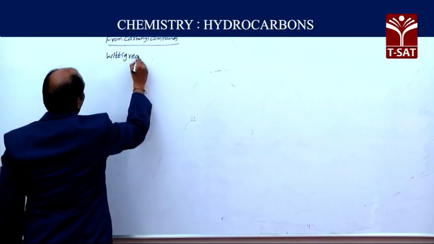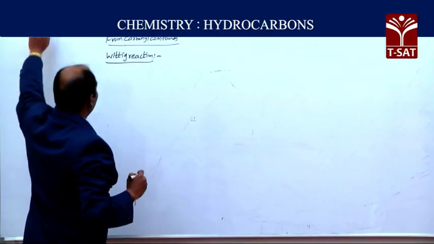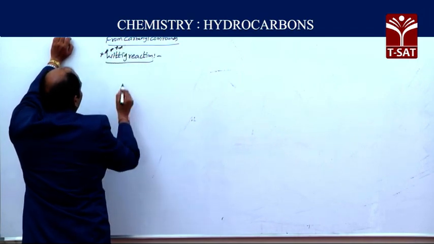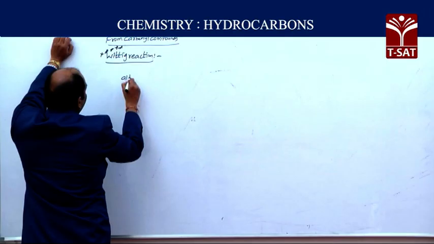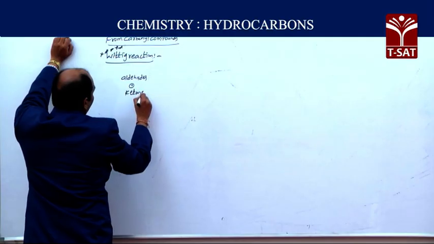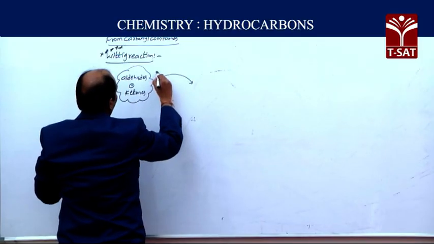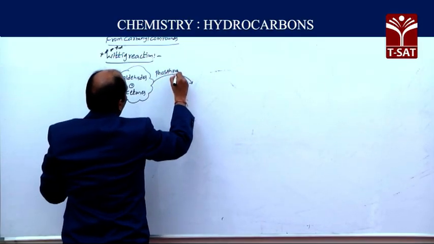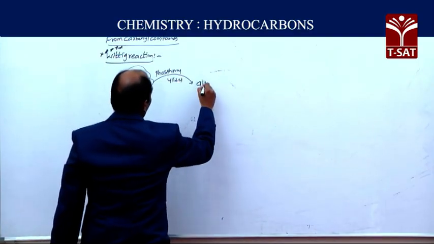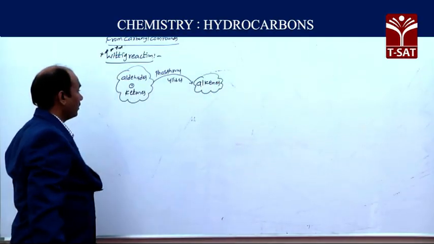Wittig reaction, this is also important. The Wittig reaction is used for the conversion of aldehydes or ketones. When these are treated with phosphorus ylides, we get alkenes.